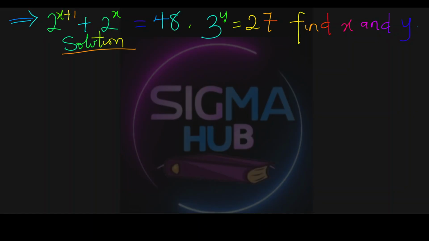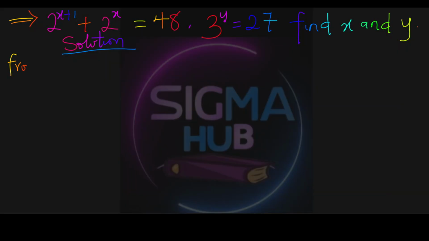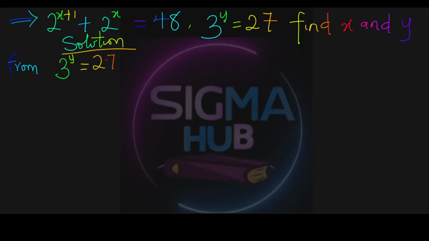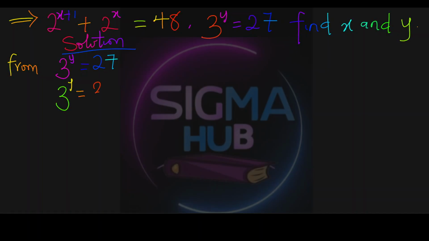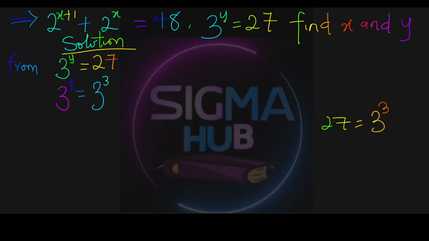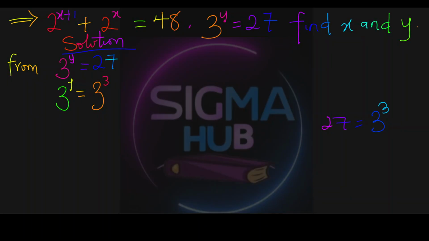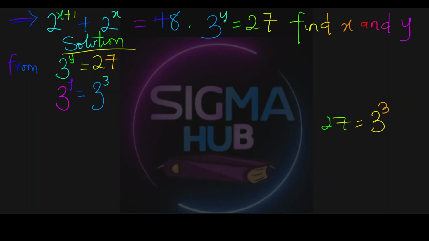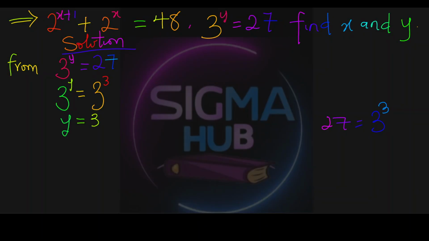So let's quickly get y first, because it's easy from equation 2 given to us. From 3 raised to the power of y equal to 27, it's easy to see that we can say 3 raised to the power of y equal to 3 raised to the power of 3, because 27 can be written as 3 times 3 times 3. So from here, we equate the power, because both bases are 3. Therefore, we can say y equal to 3. So we have gotten the value of y without stress.